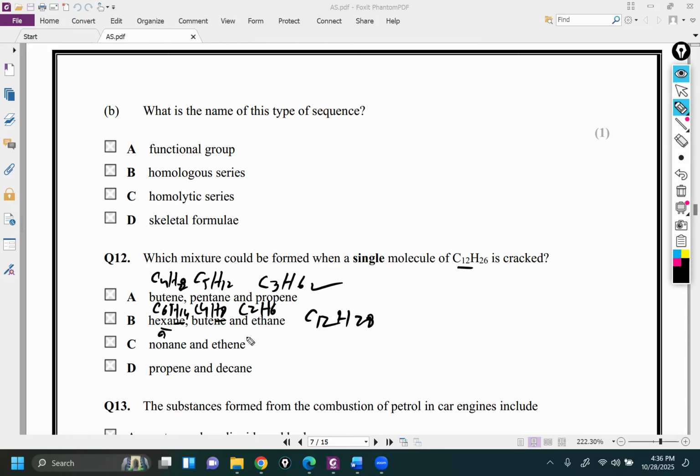Nonane is 9 plus 2, so 11. Propene is 3 and this is 10, so 13 total carbon. So these two also don't work. So the correct option is option A. It's better to work out the molecular formula of each compound given in the options, then total the number of carbon and hydrogen and compare with the given compound.